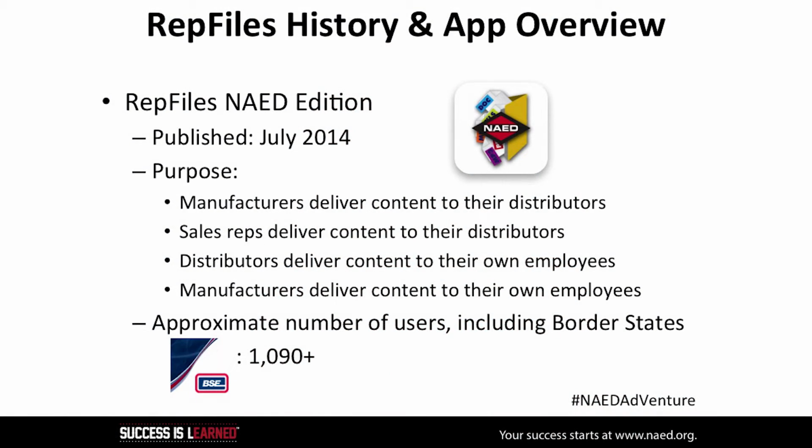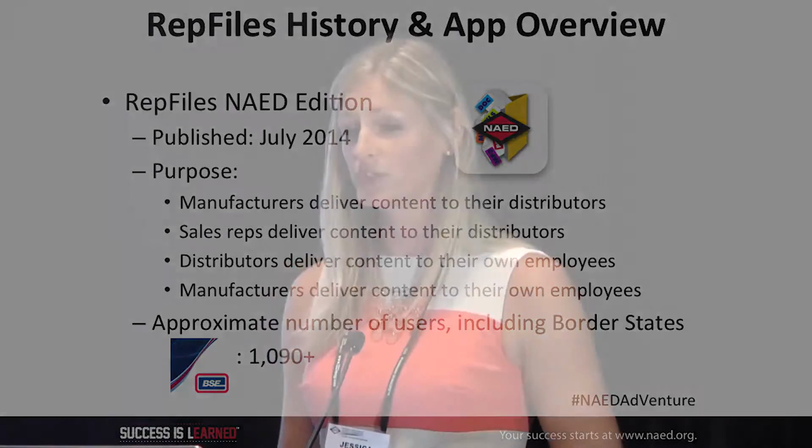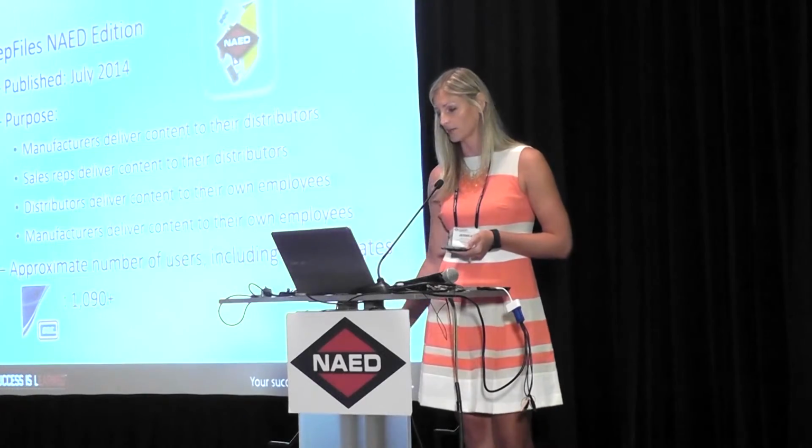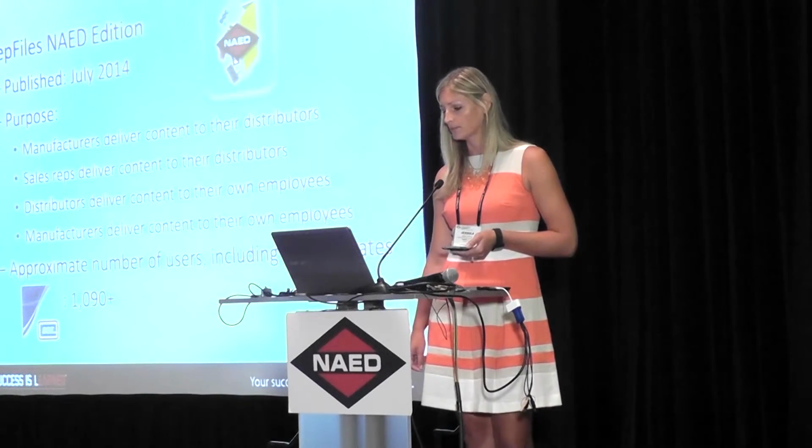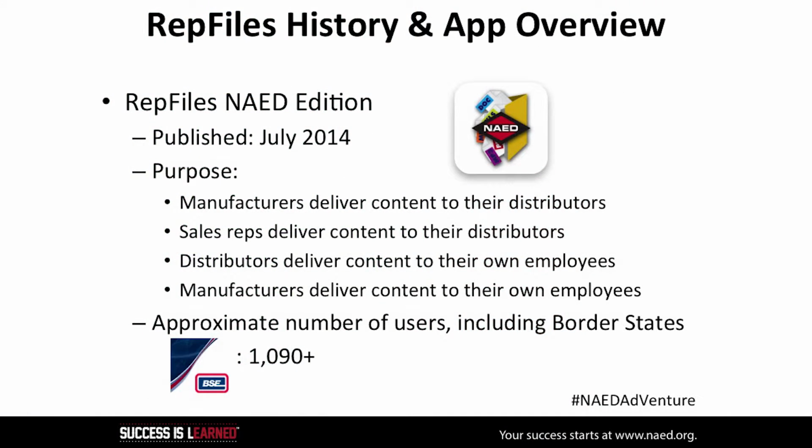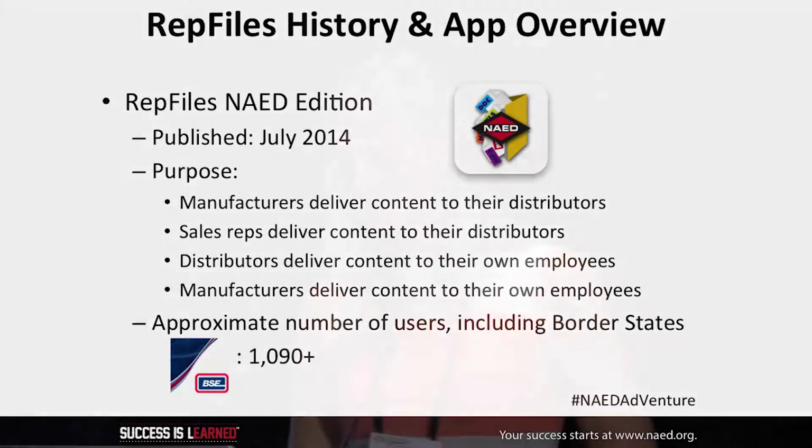You can see the purpose behind that app. Manufacturers are delivering content to their distributors. We do actually have some sales reps who are delivering content to their distributors to access inside of that app. As Pam will talk about later, distributors can deliver content to their own employees through the app. And similar to NEMRA, manufacturers can deliver content and have their own sales managers or employees access it there as well. So the approximate number of users, again, this number is already out of date from new people signing up here. It's 1,090 plus.